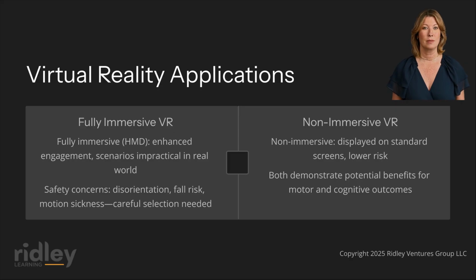For example, patients can practice walking in challenging environments such as crowded sidewalks or uneven terrain within the safety of a controlled clinical setting. Obstacle avoidance training can introduce unexpected perturbations that would be difficult to present safely in real-world training. However, fully immersive systems raise safety concerns related to disorientation and fall risk, particularly in patients with impaired balance, and may provoke motion sickness in susceptible individuals. Careful patient selection and supervision are essential for safe implementation.